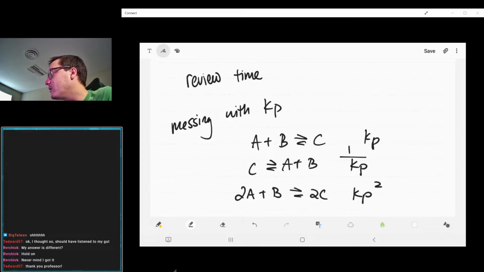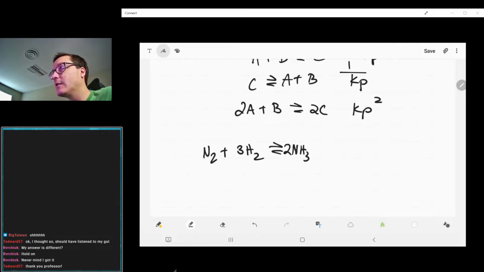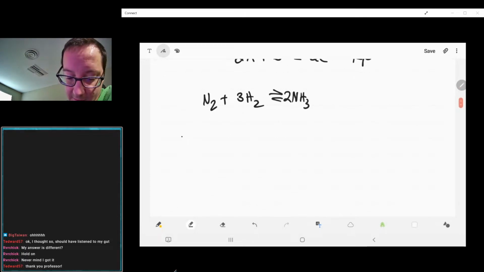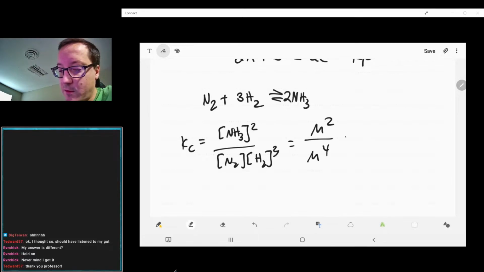Alrighty, and then with that, there's also the question about distinguishing Kc from Kp by comparing the units. If we were to take our favorite equation, that's going to be two ammonias, right? All these are gases, of course, but if we were to write Kc, it would be the concentration of ammonia squared over the concentration of nitrogen times the concentration of hydrogen cubed. If we do that, we would get molar squared over molar to the fourth, so that would be molar to the negative 2 power.